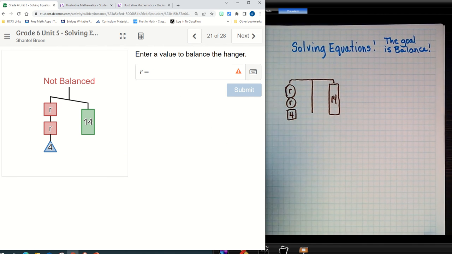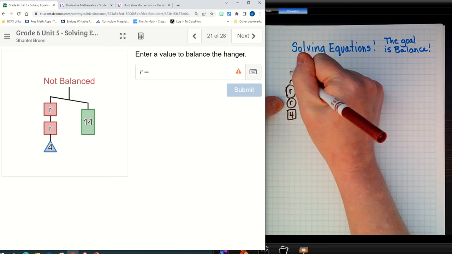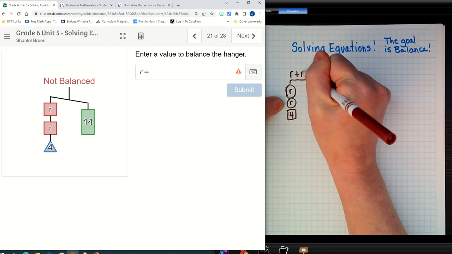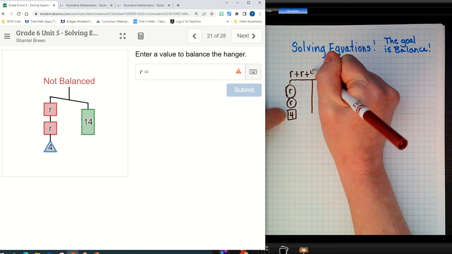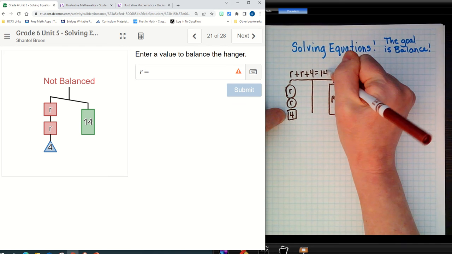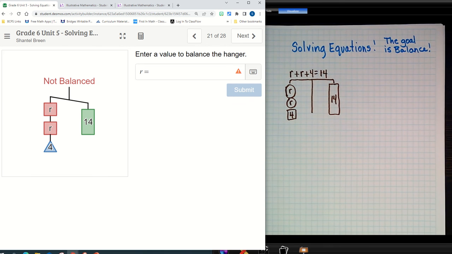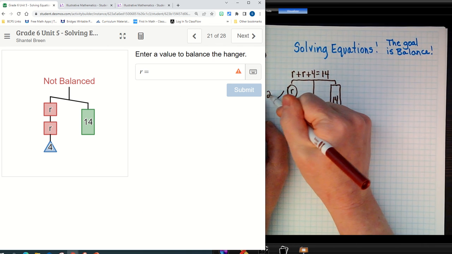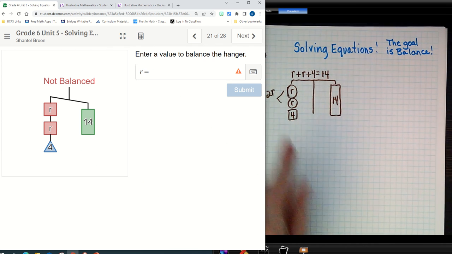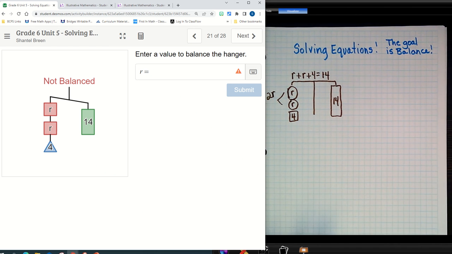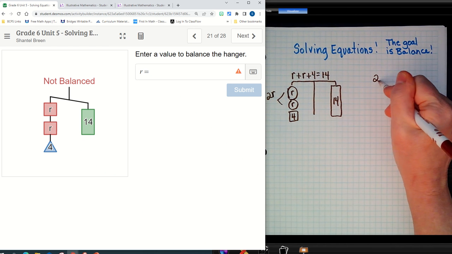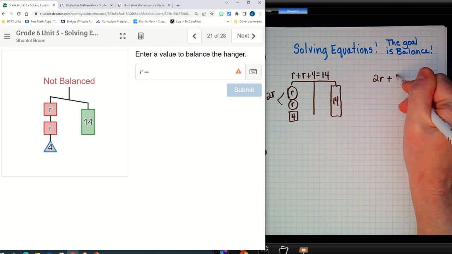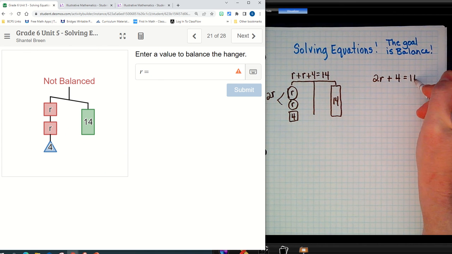We know we have an R plus an R plus a 4. And that equals 14. That's the easy side. We don't have to worry about that side because it's just a 14. And remember, what we talked about in the last lesson, the other way to represent this is 2 R's. Instead of saying R plus R, we could say 2 R's. So my equation is 2R plus 4 equals 14.